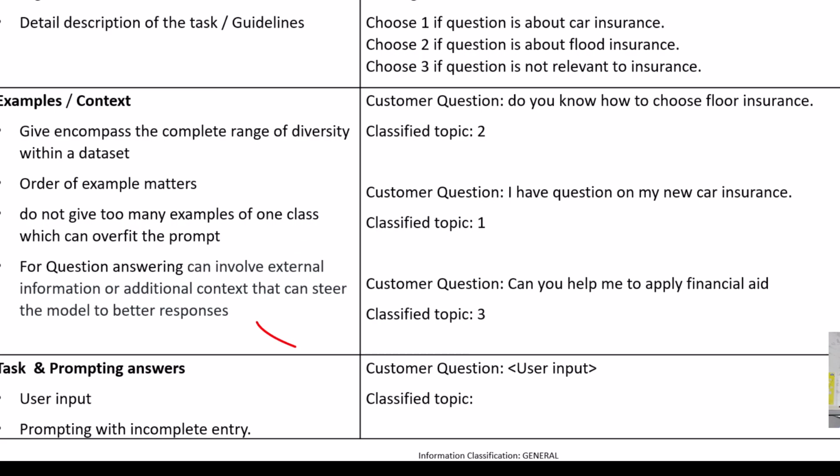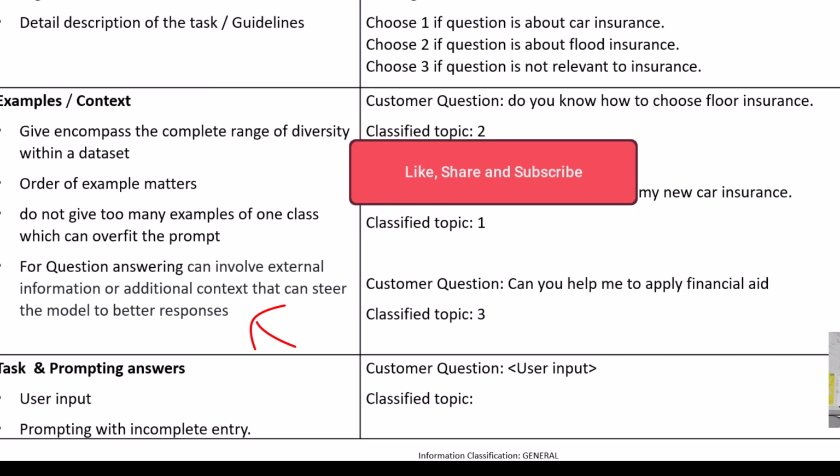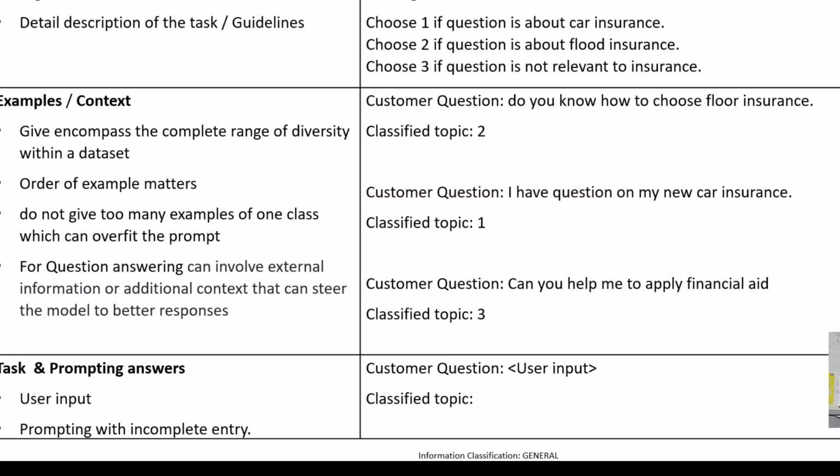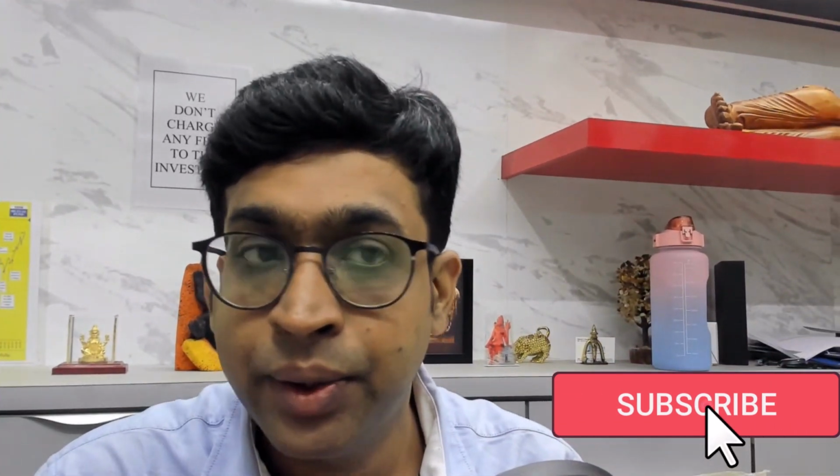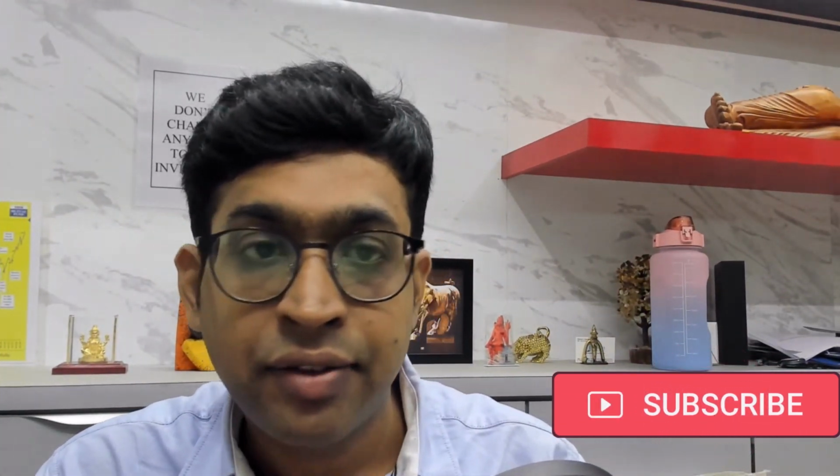For question answer task, you can actually involve an external information. This could be very beneficial to the prompt. And at the end, you would use a user input and you would use an incomplete entry to get an answer. In the next video, we'll look into different tasks which we can achieve using prompt engineering. Thank you.